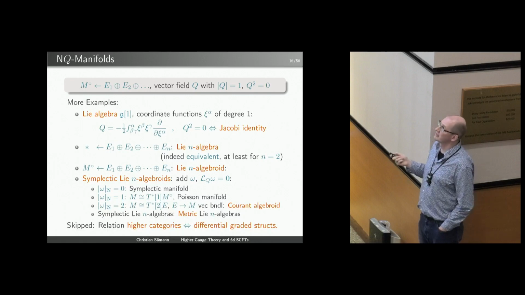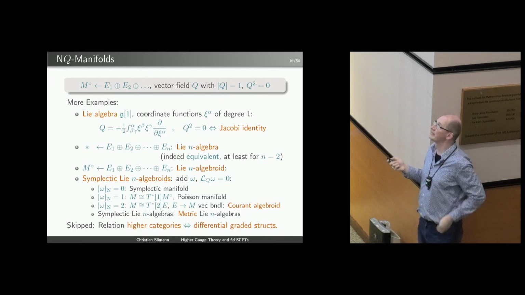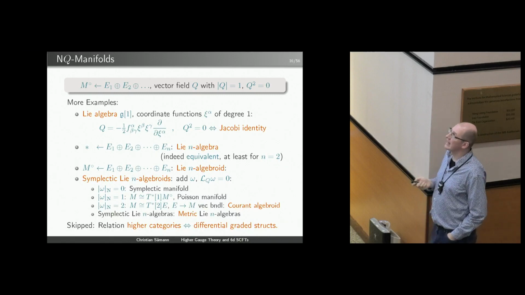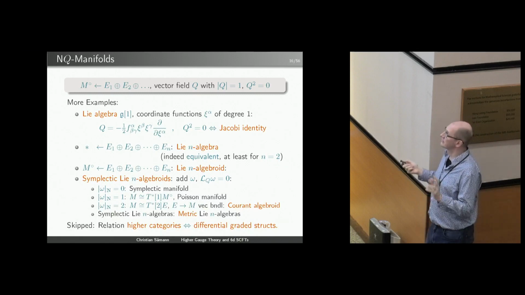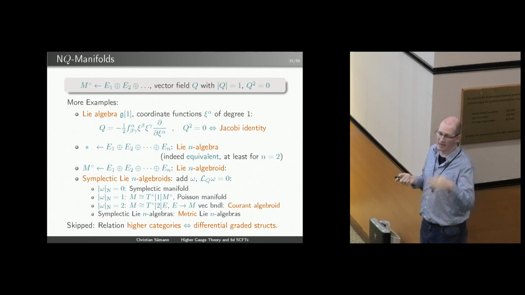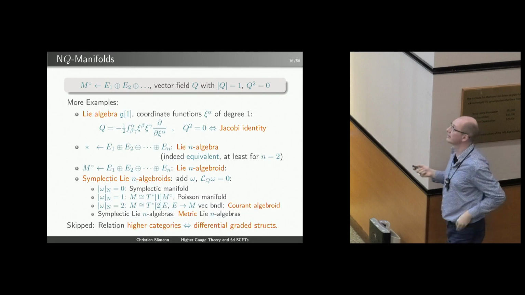And now you can generalize that. You can ask, why should I only have something in degree 1? Why don't I have something in other degrees as well? Well, okay, let's do that. So let's say our base manifold is just 1 point, right? And then we just have a graded vector space on top of it. And then we get n-term L-infinity algebras or Lie n-algebras. They're indeed equivalent to the categorification of a Lie algebra, at least for n equals 2. This has been proved. For higher n, it's expected. It's just a technicality, I think.